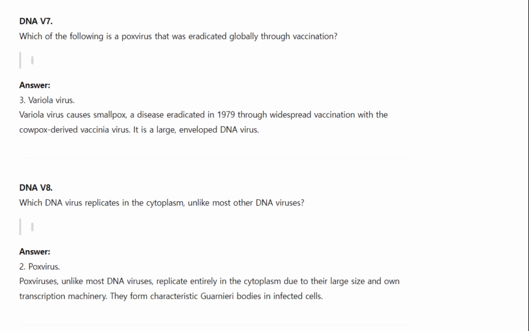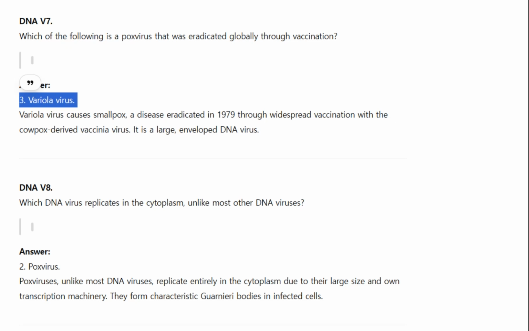DNA V7. Which of the following is a pox virus that was eradicated globally through vaccination? Answer: variola virus. Variola virus causes smallpox, a disease eradicated in 1979 through widespread vaccination with the cowpox-derived vaccinia virus. It is a large enveloped DNA virus.